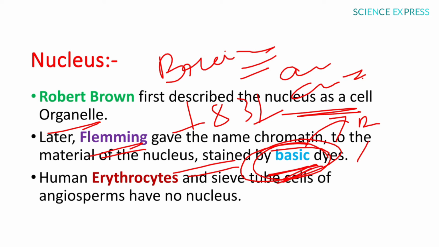Later we came to know that the chromatin material is a nucleic acid, that is DNA and RNA. The human erythrocytes and sieve tube, that is a part of the phloem cell, have no nucleus. During the development, the erythrocytes have a nucleus, but after maturation the nucleus vanishes from the cell due to functional purpose. Okay.